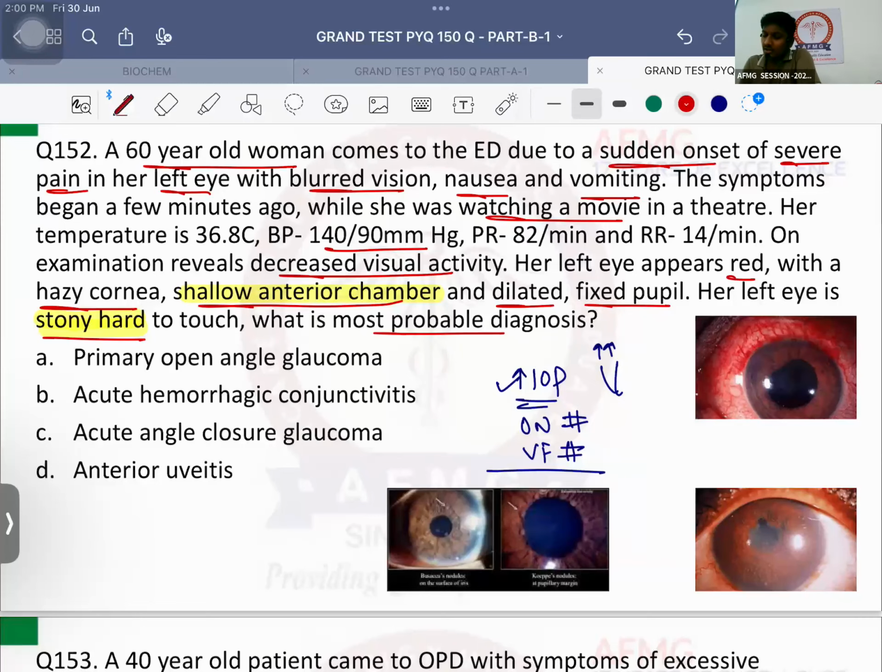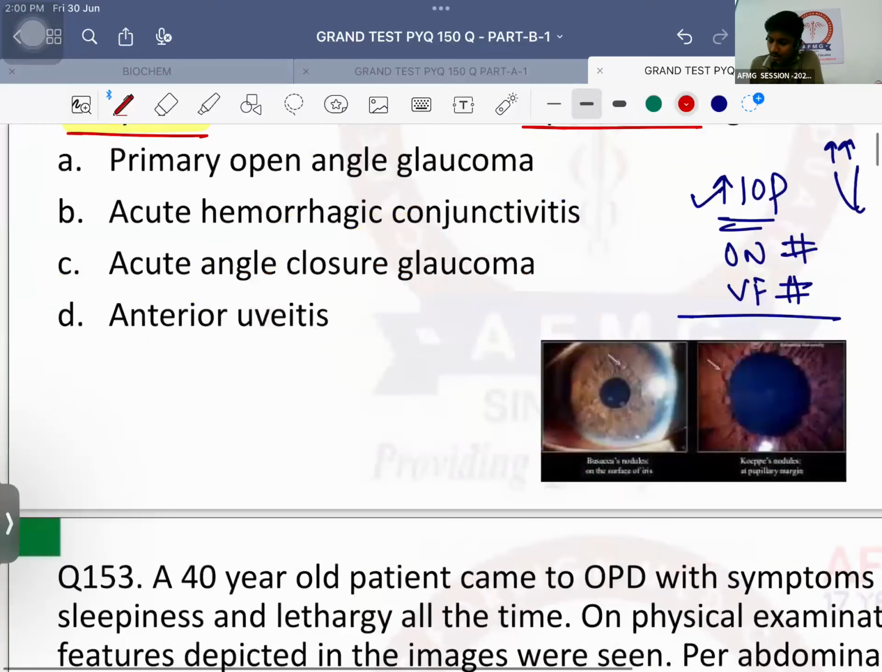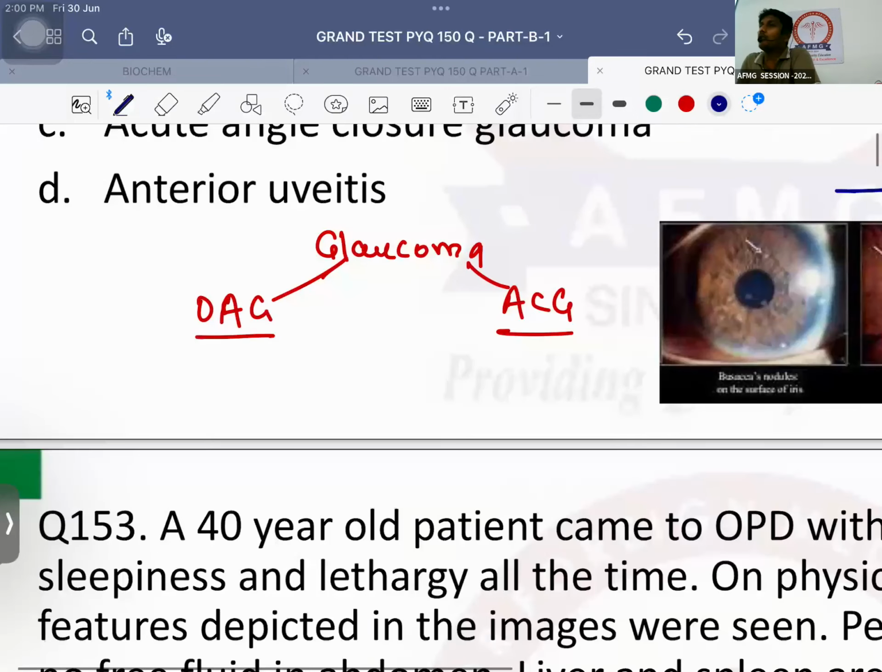Now, definitely she is a woman. Usually, glaucoma can be of two types: open angle glaucoma or angle closure glaucoma. Important: open angle glaucoma usually happens when? The angle is open, but then why is the aqueous humor not able to drain? I hope now the voice is fine. Please remember, the angle is open, but why is it not draining? Because the trabecular meshwork is blocked.